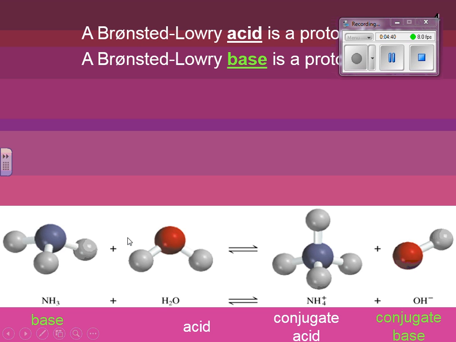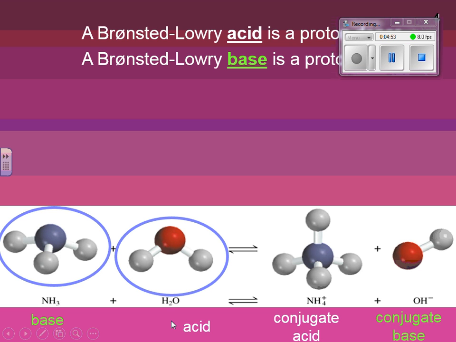So now water was a base in the previous equation, if you remember from up here. Now water is the acid. Well, why is water the acid? Well, it turns out that water is going to donate to ammonia.